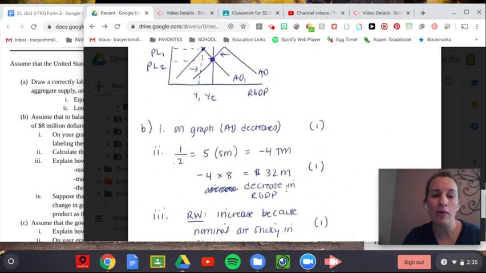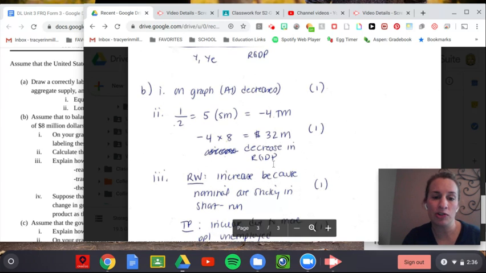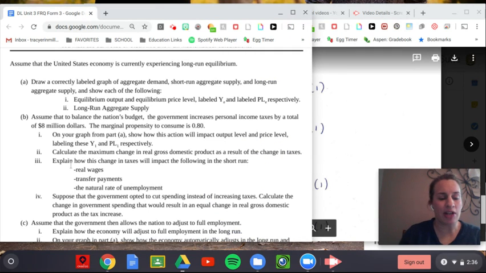You're going to get 1 point for shifting the aggregate demand to the left, and then a second point for calculating the GDP change correctly. And remember, you want to show all of your work, even if it's as simple as -4 times 8. We have to put that down on paper to get credit for it. The next section asks us about 3 things that are now going to be impacted by this lower price level and the shift in aggregate demand.